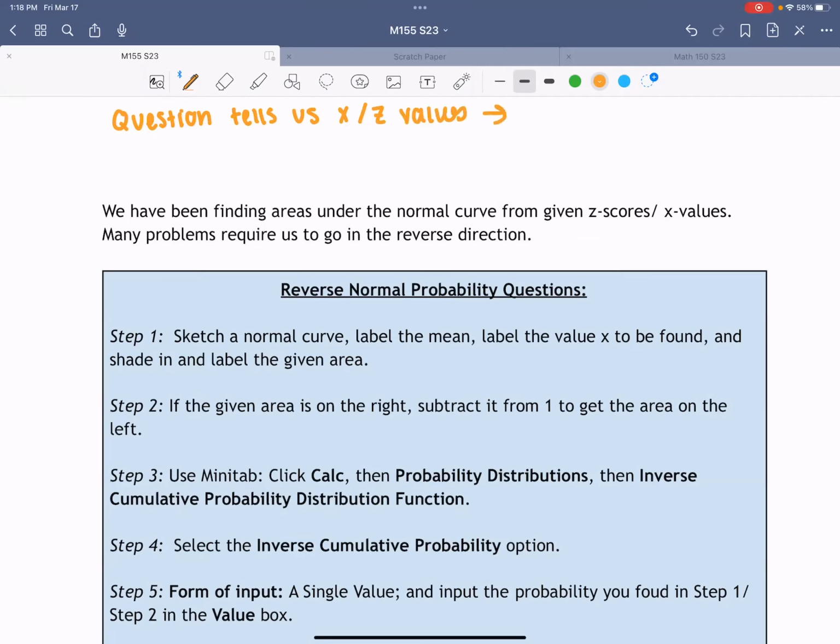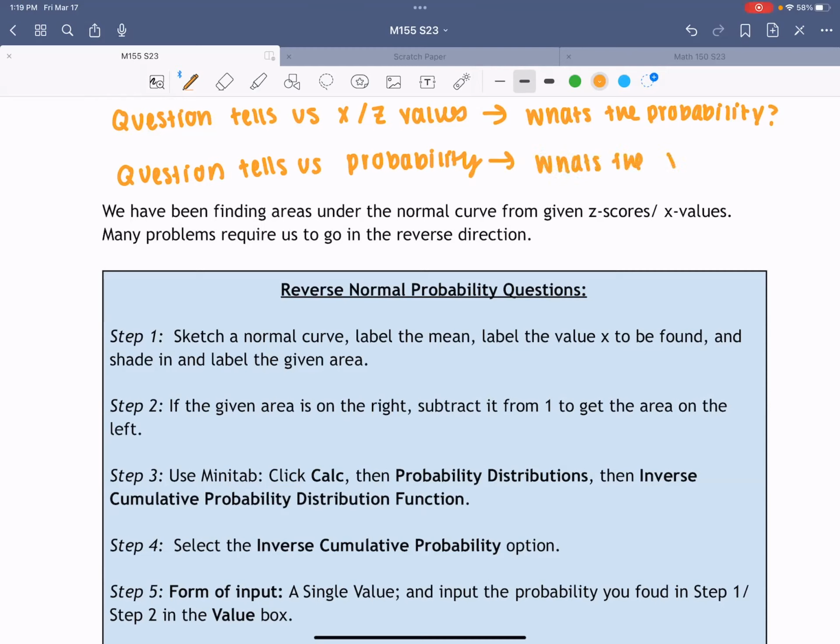And then it asks us, okay, what's the probability? That's the question, right? So what's the probability? Okay, what we're going to do this time is, well, the question. Now I'm going to give you a question that tells us the probability. And guess what we're going to have to find? We're going to have to find the X and the Z value, okay? What's the X, Z value?